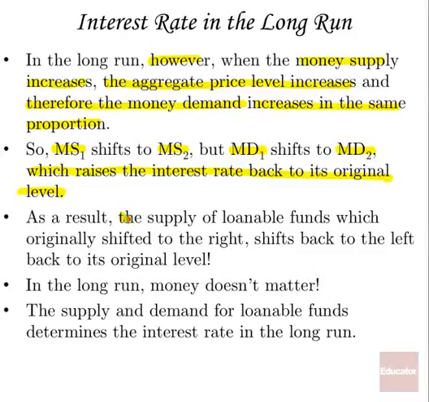So as a result, the supply of loanable funds, which originally shifted to the right because of the lowered interest rate, is going to shift right back to the left, back to its original level. Okay, so basically this is the idea that in the long run, money does not matter. Yeah, I know this is an economics course and I think it's all about money, but economics really isn't about money. It's using money as a vehicle to explain a lot of different things here. So the supply and demand for loanable funds, that's what determines the interest rate in the long run. So that's kind of the whole idea behind this here.